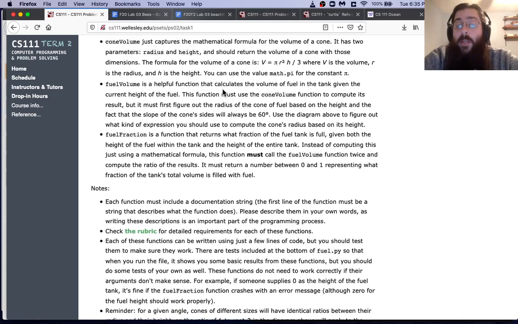So fuel volume also takes one parameter this time, just a number for the height, and returns one number for the volume of fuel in a cone of that height.